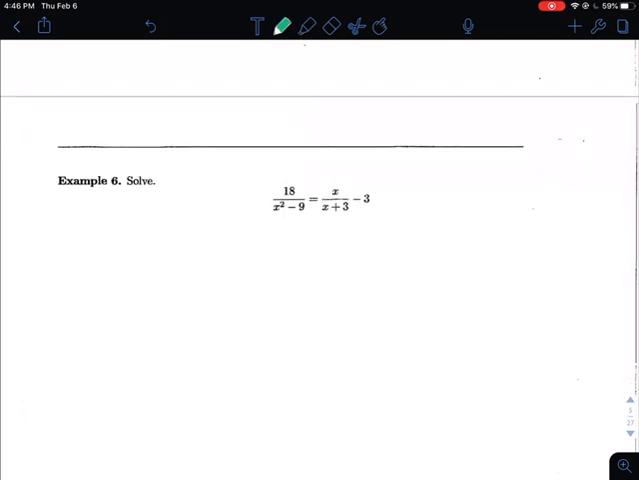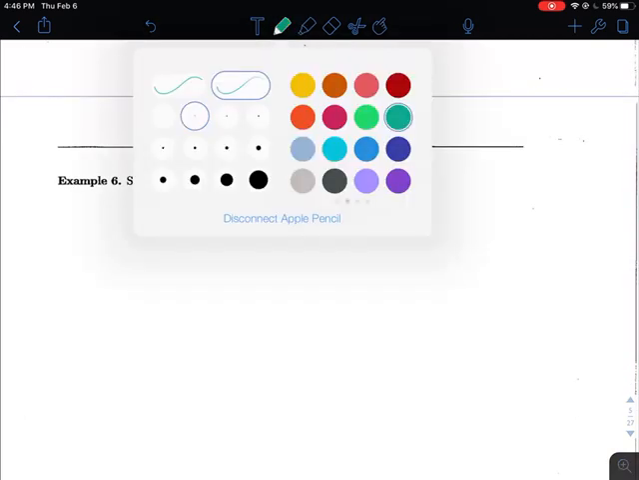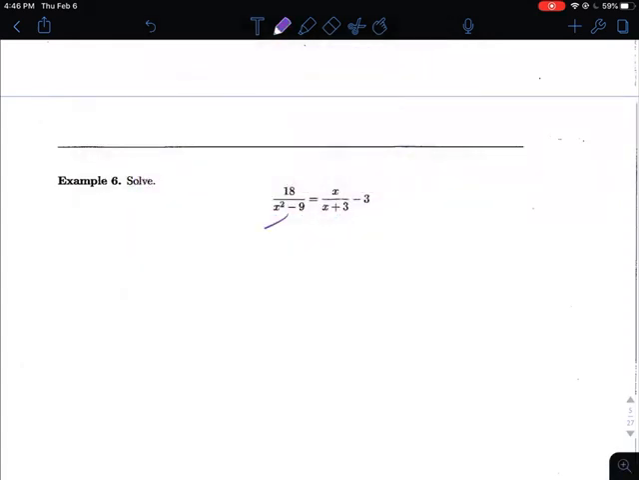All right, so here, before I do anything, I want to factor my denominator. So I need to factor this. So this is 18 over x squared minus 9, which factors as a difference of squares. It is a difference of two squares. So this becomes x minus 3 times x plus 3.